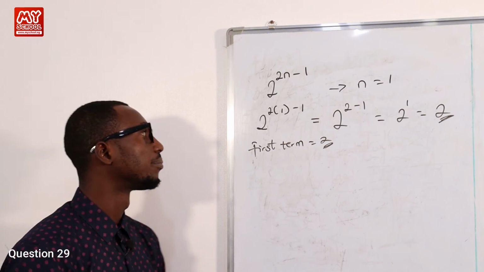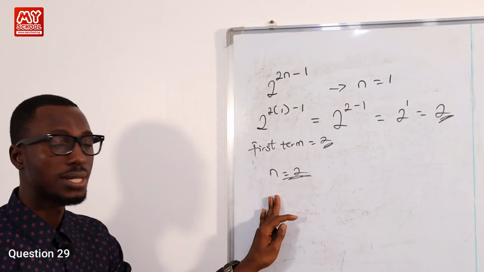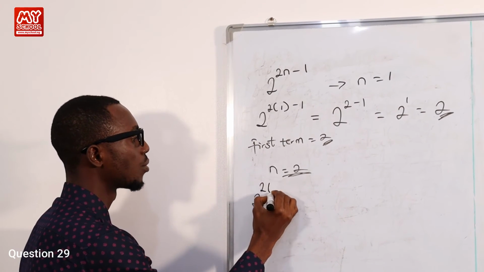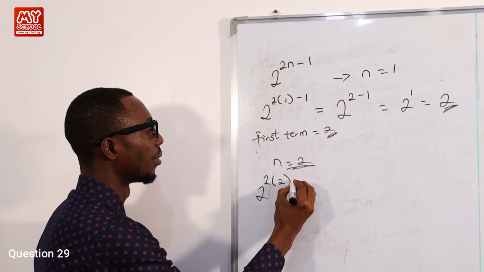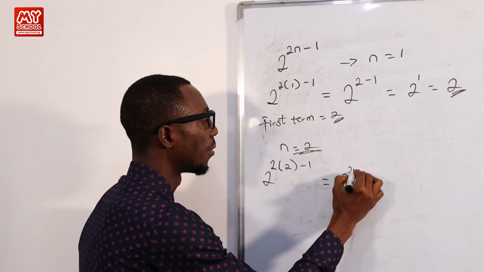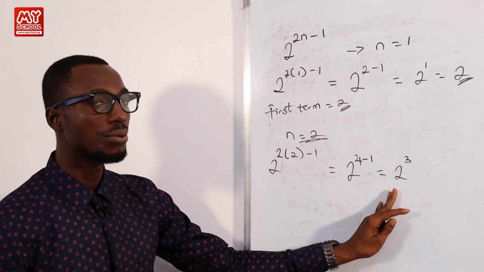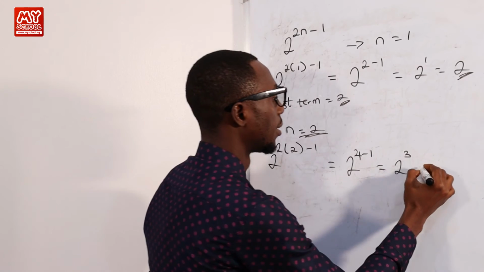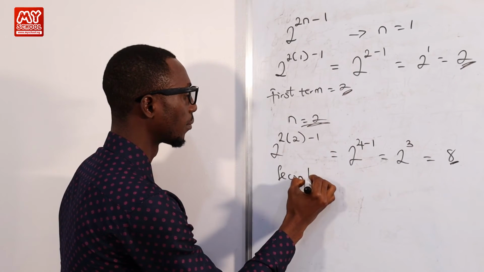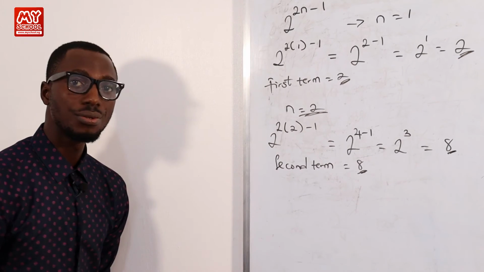Let's move to the second term. This is the second term. So we have 2 raised to power 2 into bracket our n term as 2 minus 1. That equals 2 raised to power 2 times 2, that is 4 minus 1. And that equals 2 raised to power 3. And this is 2 times 2 times 2. That equals 8. So our second term is 8.